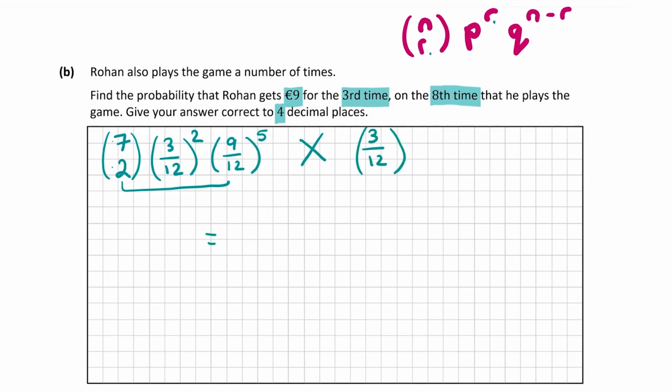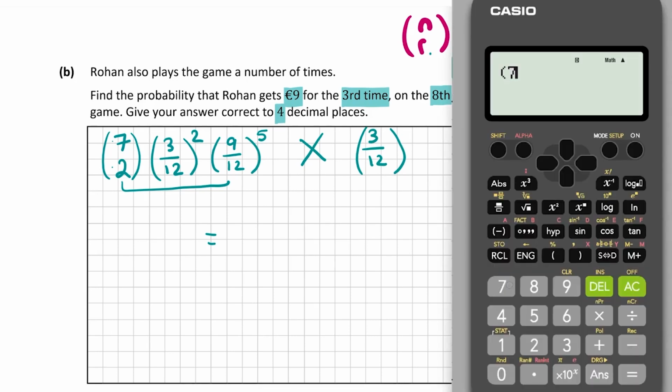So let's multiply out the first part first. So we have 7 choose 2. The choose button on this Casio calculator can be found by pressing Shift and then the dividing button, 2. And then we have 3 over 12 to the power of 2 multiplied by 9 over 12 to the power of 5.